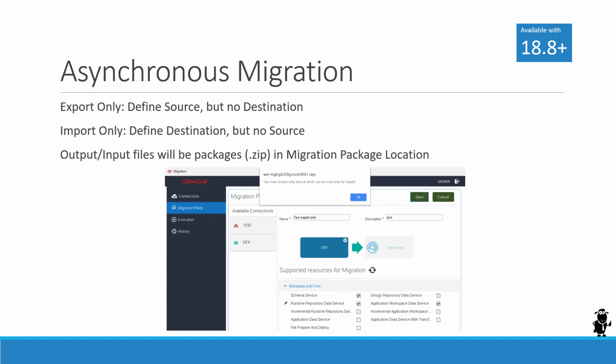So with 18.8 and higher, you can define migration plans as export only by just using a source connection, and import only by just using a destination connection. The output is packaged as a zip file in the so-called migration package location, which is a share or a folder that you can specify.